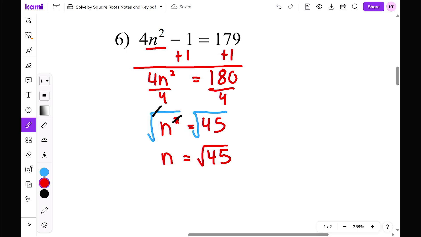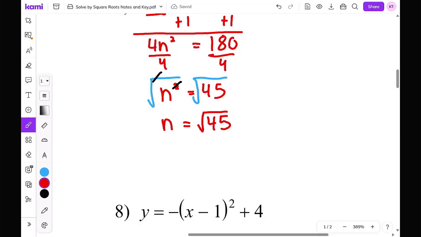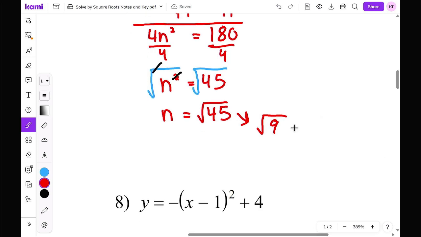So the greatest perfect square I can divide 45 by, if I go down my list, I check 1, 4, 9, 25, 16, all those numbers there. The greatest one that I can divide by is going to be 9. So I can split this up thinking about this as the square root of 9. And then if I divide 45 by 9, that would be 5. So the square root of 9 times the square root of 5. And then I break that down. It's going to be 3 square root 5. So n is going to be equal to 3 times the square root of 5.